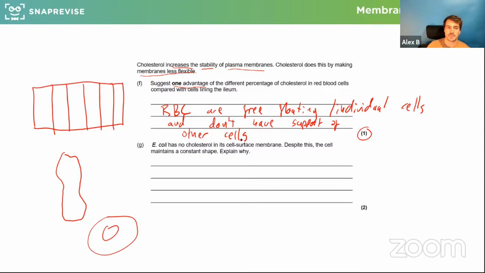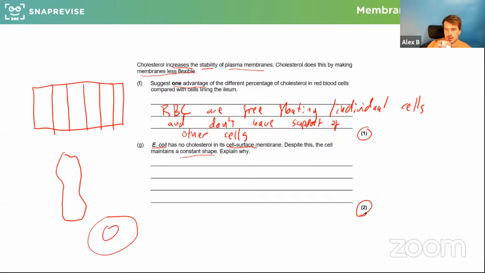Okay, so this would be it for all specs again. To be fair, that was quite a hard question. It was only worth 1 mark, but it was actually quite a tricky one. Okay, next question. E. coli has no cholesterol in its cell surface membrane, but despite this, it still maintains a constant shape. 2 marks for explaining why that is the case.